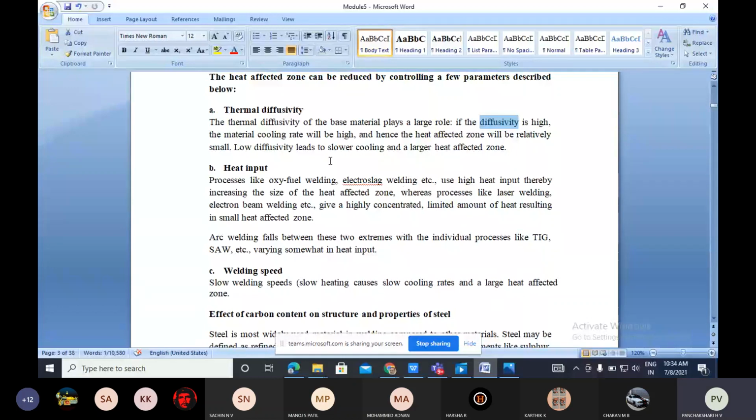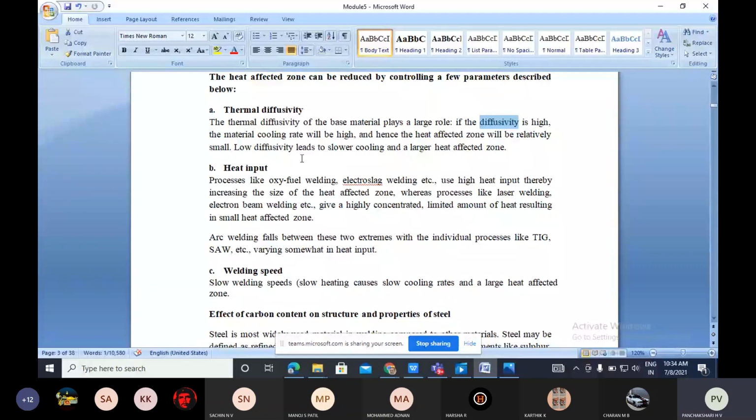If you increase it to 5 millimeter, then what happens? The arc will be spreading more. Then the heat affected zone will be more. It is unwanted. So that is also coming into picture. Okay. Next, heat input.